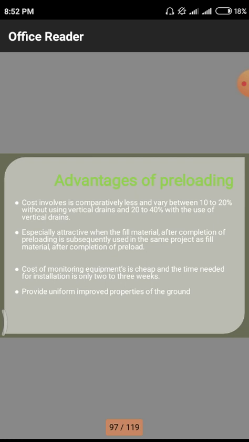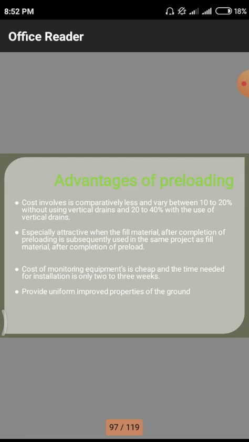If the number of vertical drains is more, we have a huge amount of construction cost. That means we need to drive holes into the soil, so that water comes from those holes and is drained off. If we employ more vertical drains, the cost will be high. If we employ fewer vertical drains, the cost will be low. It varies from 10 to 20% and 20 to 40%.